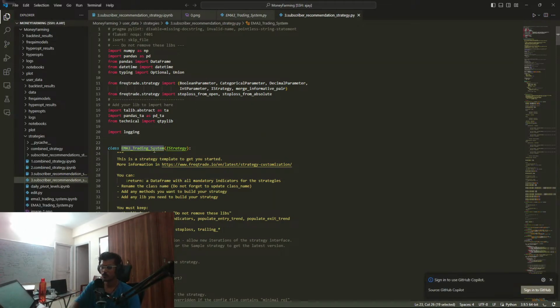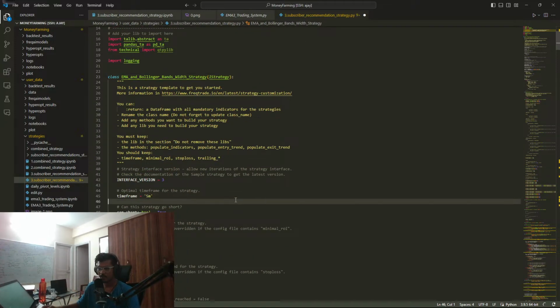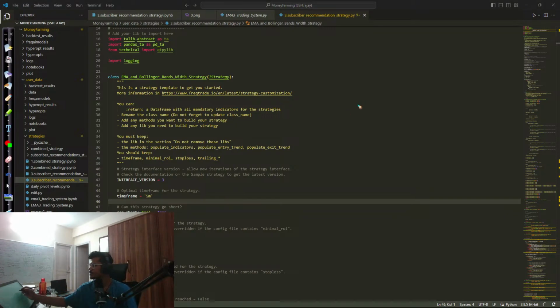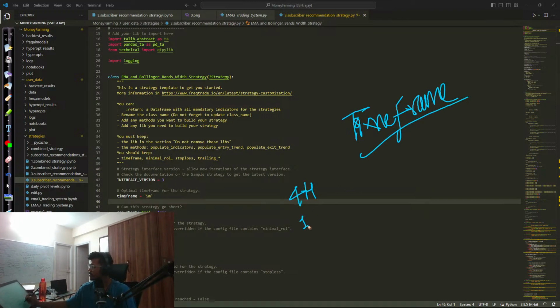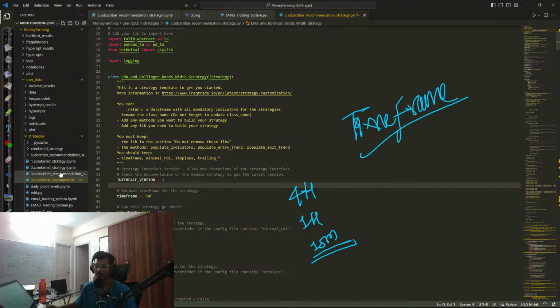All right, so we are here. I'm going to change it to the EMA and Bollinger Band strategy. How did you set it for the time frame? Give me the multiple time frames that you wanted to test on. So it's 4 hour, 1 hour, 15 minutes, right? The system that I wrote now is purely on 15 minutes.